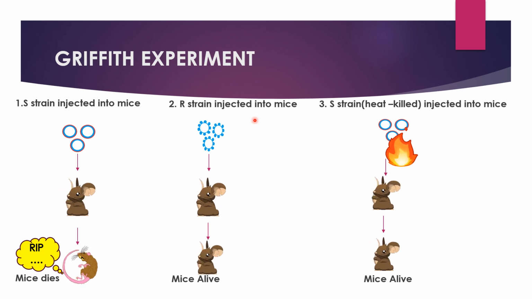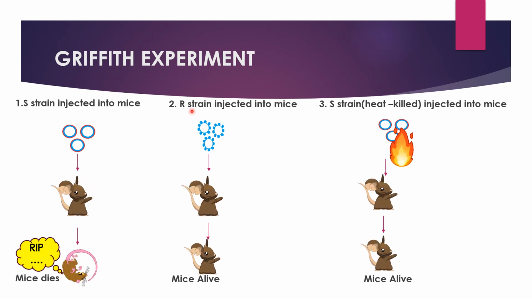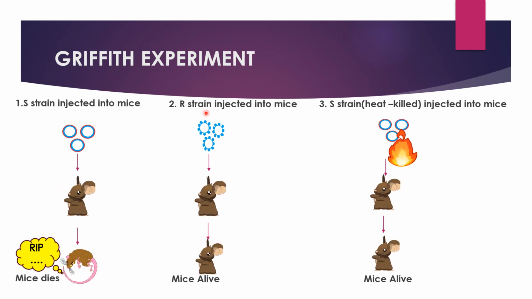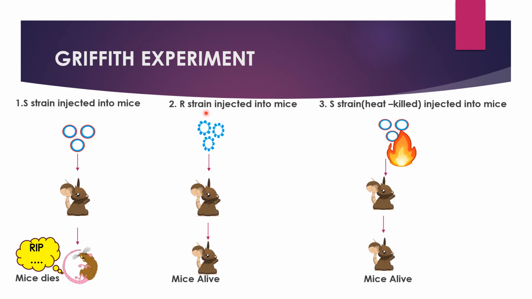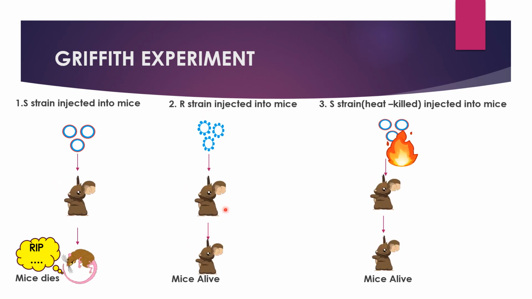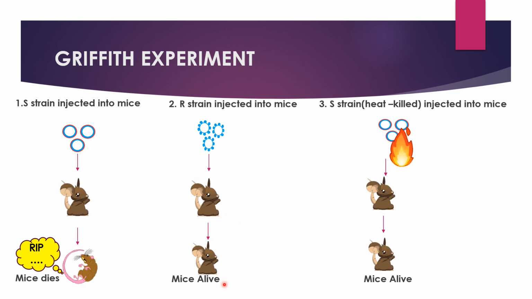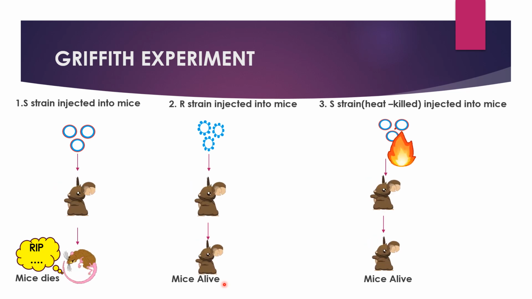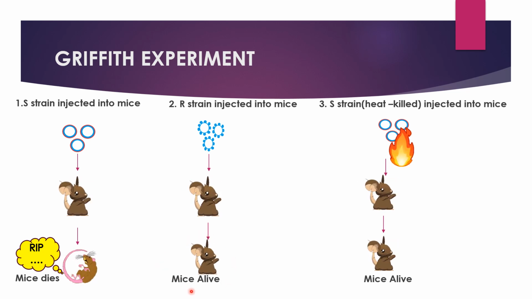Next, he proceeded with the R type, which is the non-virulent type. It was injected into the mice, and the mice were alive. Of course, we know that because the R type is non-virulent, it didn't cause any disease. As a result, the mouse was alive.